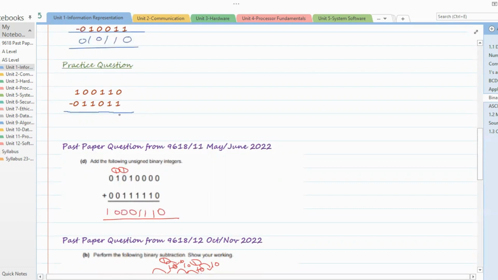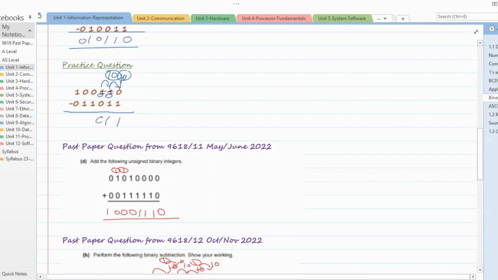So 0 minus 1, because we have to borrow. So I borrowed from here, right? So this becomes 1, 0, right? So this becomes 1, 0. So 1, 0 minus 1 is 1, right? Now this, because I have borrowed from here, so this is 0. So again, because this is 0, I have to borrow again from here. So this becomes 1, 0 again. And this is 0 now, right? So 1, 0 minus 1, it is 1.